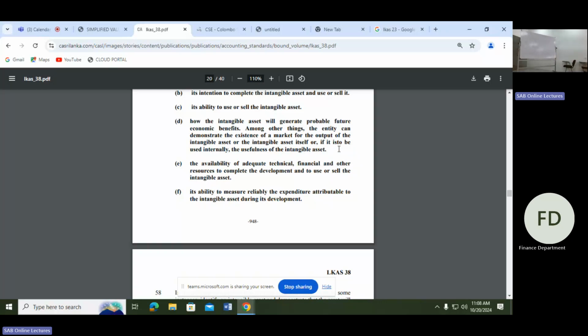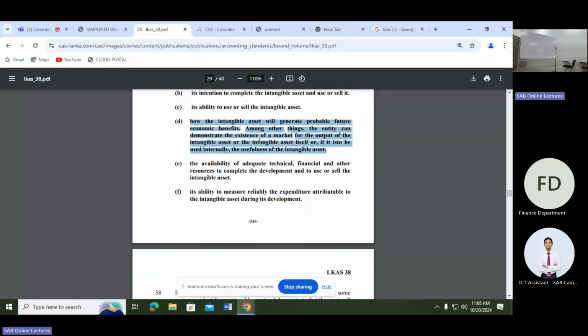the usefulness of the intangible asset. Yes, that's totally the understanding: there should be a usage or a market. Without having a market, you can't capitalize it. Right? There should be usefulness, either internal usage or outside sales.